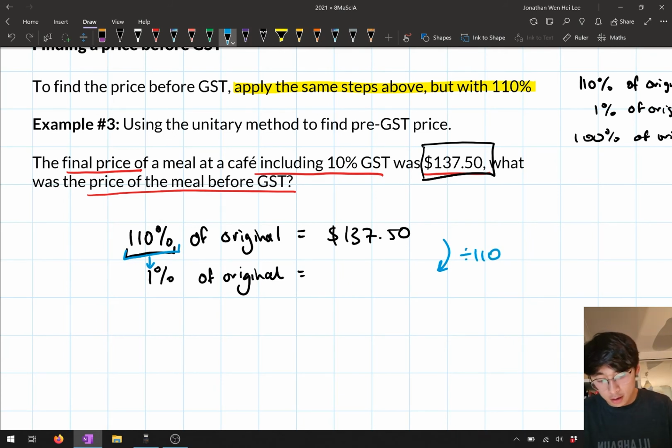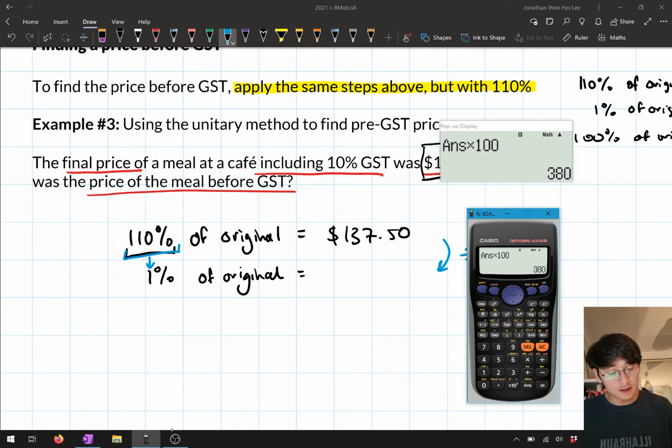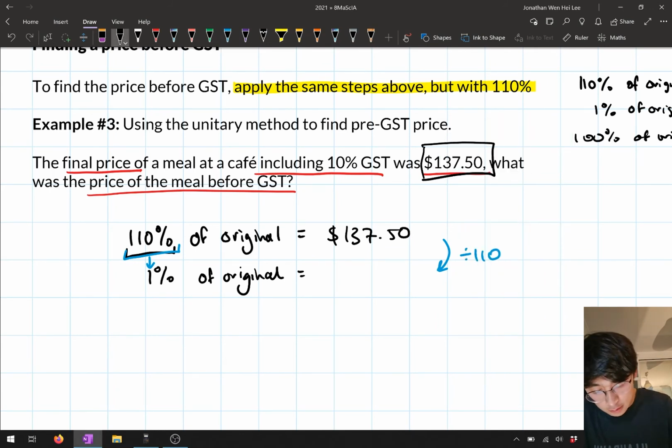So I'm going to put this in my calculator. I'm going to divide the right hand side by 110 as well. So 137.5 divided by 110. That gives me $1.25. So 1% of the original cost of that meal is 1.25.